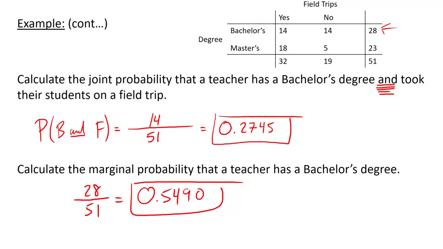Because if you did 14 divided by 28, what would you be calculating? 50%. It'd be 50%, but what does that describe? It describes the amount of yes to field trips in the bachelor's. Yeah, among teachers with bachelor's degrees, there was a 50% chance they took them. If you restrict yourself to just teachers with bachelor's degrees. And that's not a useless probability. No, that's a different type of probability, which we're going to talk about now. Okay.